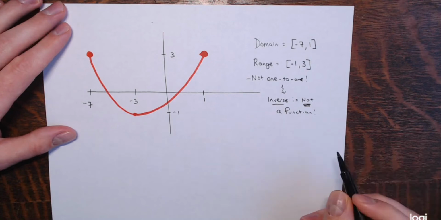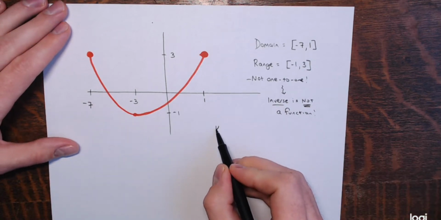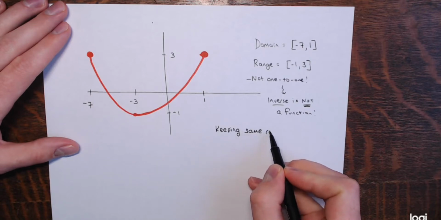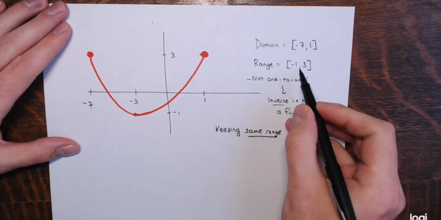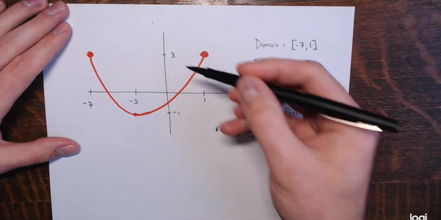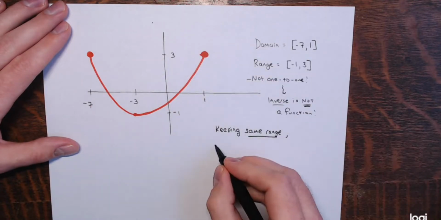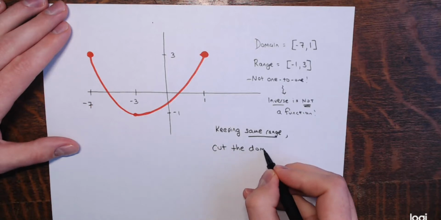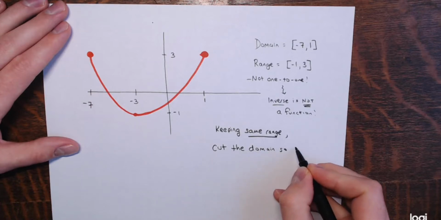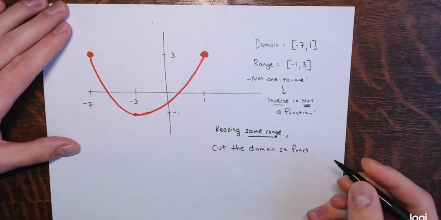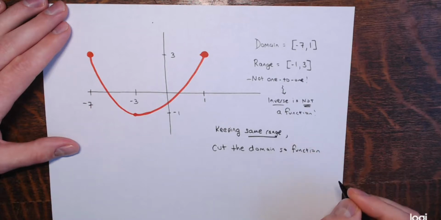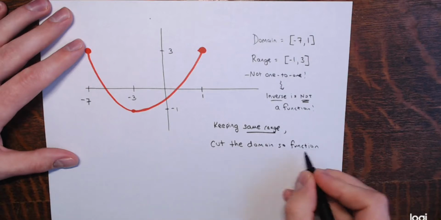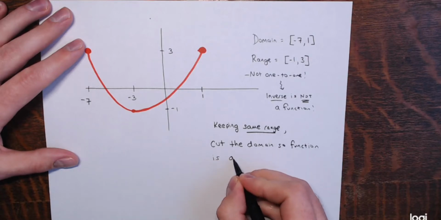Right, so again, what we want to do is keep the same range. So this range, I still want the y values from -1 to 3 to be used. Cut the domain so the function is 1 to 1. And then the inverse of that function would exist, and the inverse of that function would also be a function. So cut the domain so the function is 1 to 1.